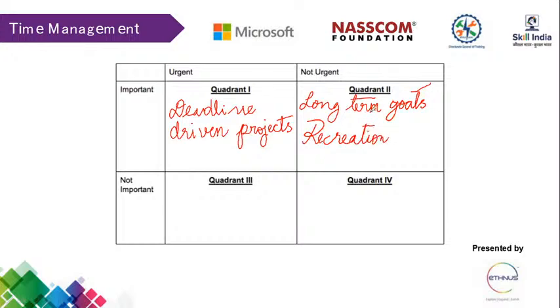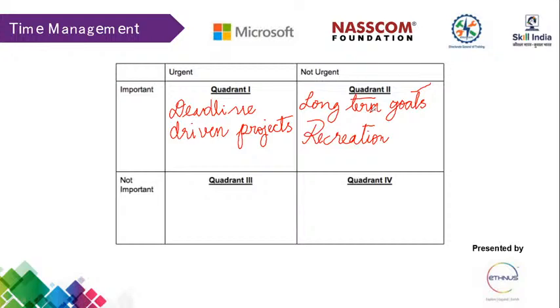When I mention recreation, it is an important aspect. Recreation is where you want some rest, some refreshment. It's very important, but it's not that urgent. Recreation will relax your mind, so it's an important part that we all need to follow, but it is not that urgent. Long-term goals are very important. You need to keep them in mind each and every time, but they are not urgent. They are not coming up tomorrow, right? So these are the different factors that come under not urgent and important.